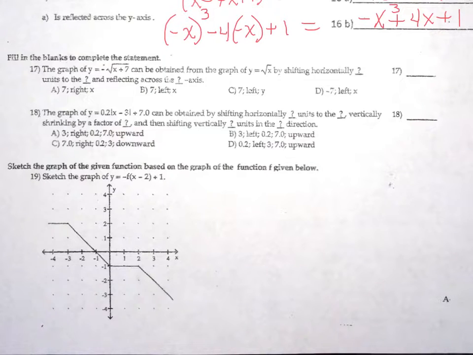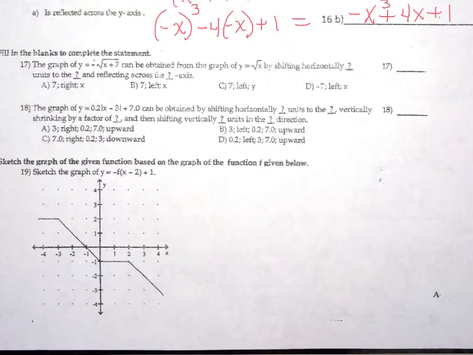Number 17 is just reflected over the x-axis because you have the negative outside. Shifted to the left 7 units. And so the answer is B. 7 units left and reflected across the x-axis.